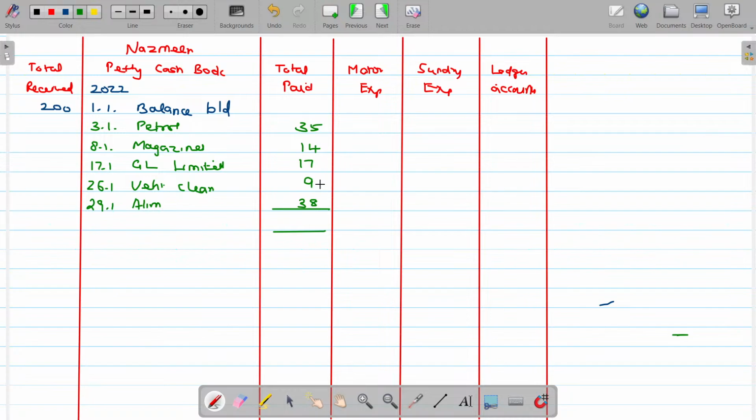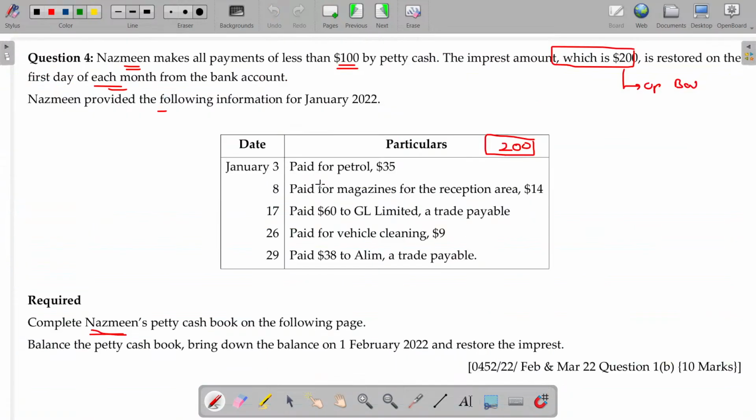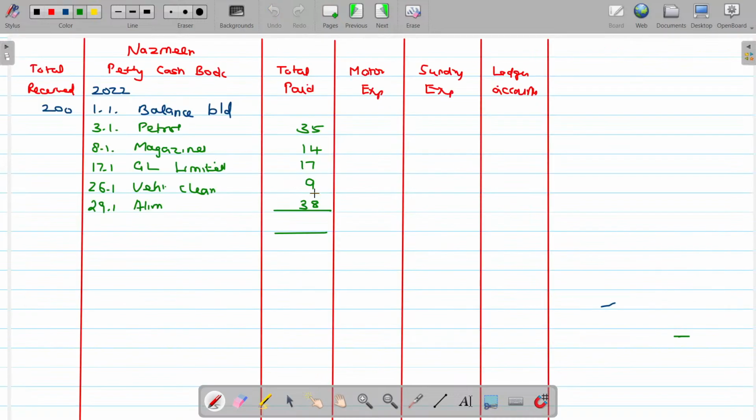The GL Limited value is 60. I had to make it 60. Sorry. Okay, this is 60, 6938. The overall value being 156. Now, tally the debit and credit columns, received and paid column. So 200, 200.